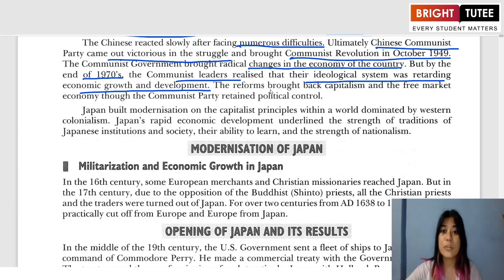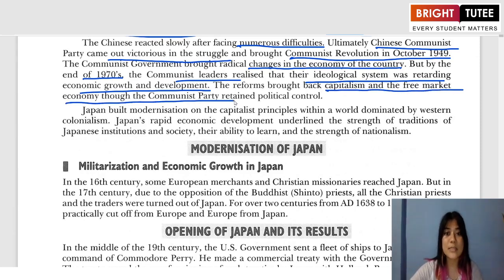So they brought out reforms, and those reforms brought back capitalism and free market economy, though the Communist Party retained political control. So the Communist Party retained political control over China, but they introduced reforms which brought back capitalism and free market economy. It was different from how its policies were in the late 1940s and the 50s and 60s.